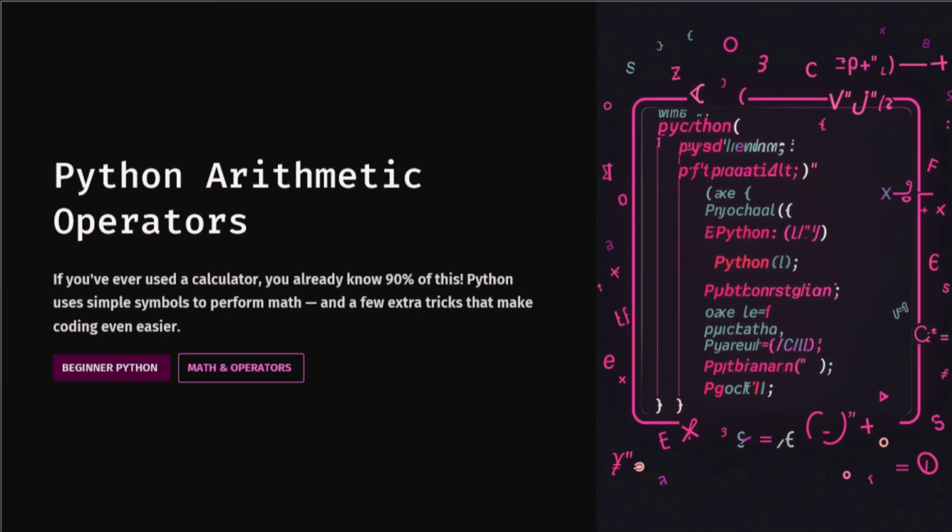Now let's get started with our very first lesson, Python Arithmetic Operators. In this video we are going to explore how we can perform math in the Python programming language. If you have ever used a standard calculator, then congratulations, you already understand 90% of what we are about to cover today. Python simplifies math by using simple, intuitive symbols to execute all your calculations, from addition to more complex logic. However, this is Python we are talking about, so we are also going to look at a few extra tricks. These specific features are designed to make your coding experience even more straightforward and efficient.